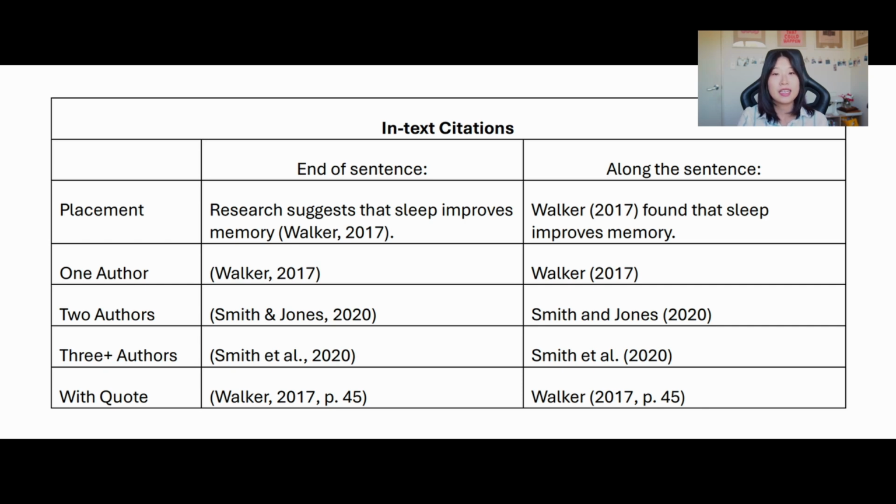Now, if you're directly quoting from a source in your writing, there is one thing you need to add in your in-text citation, which is the page number where you found the quote. For example, here we have open bracket, author's surname, comma, year of publication, comma, p dot, which stands for page, and then the page number, close bracket.